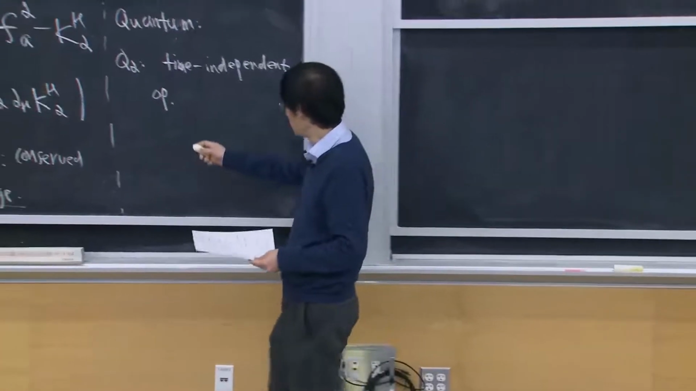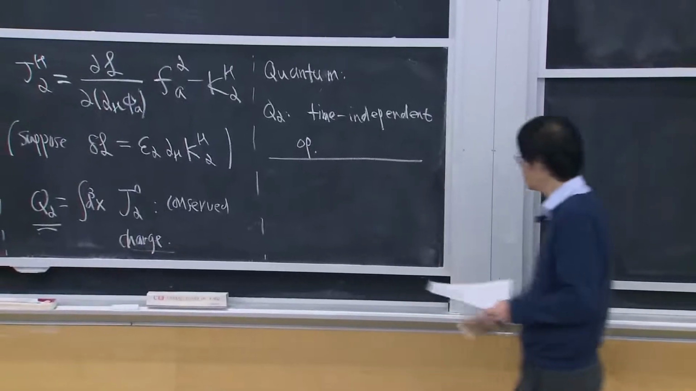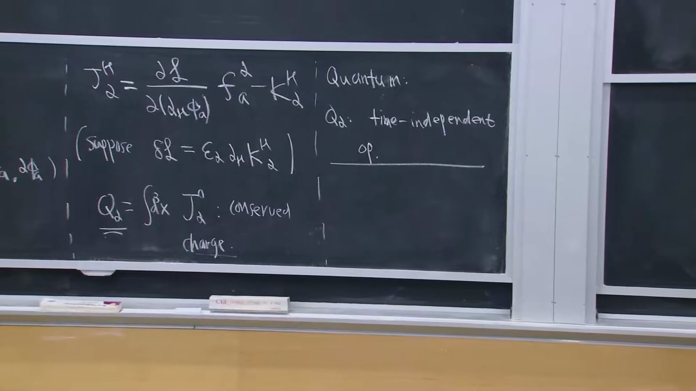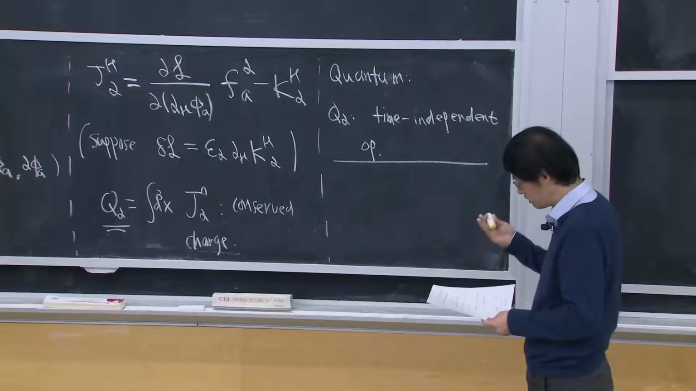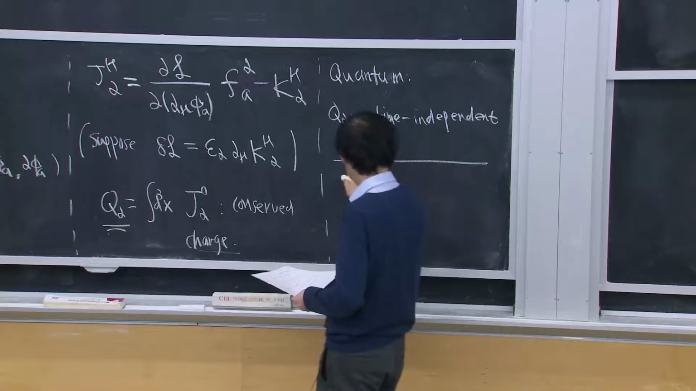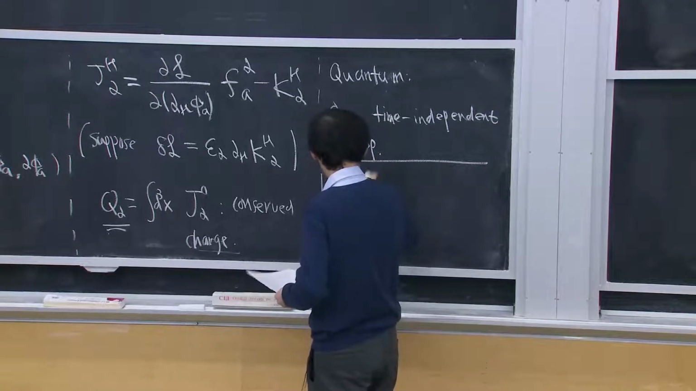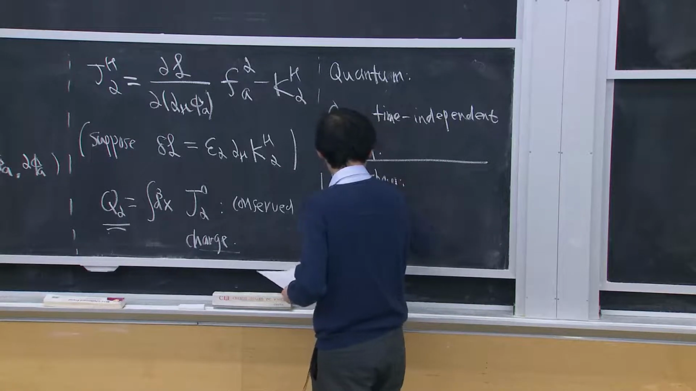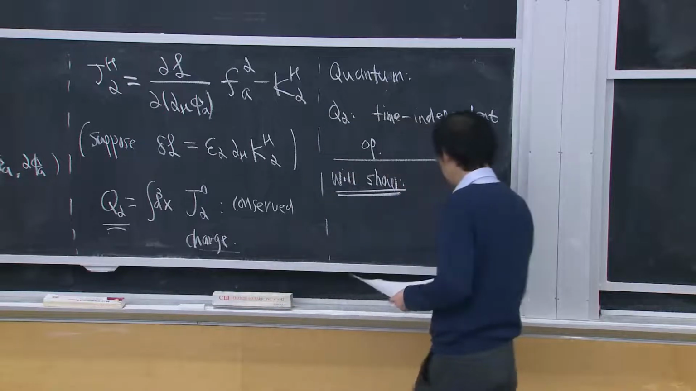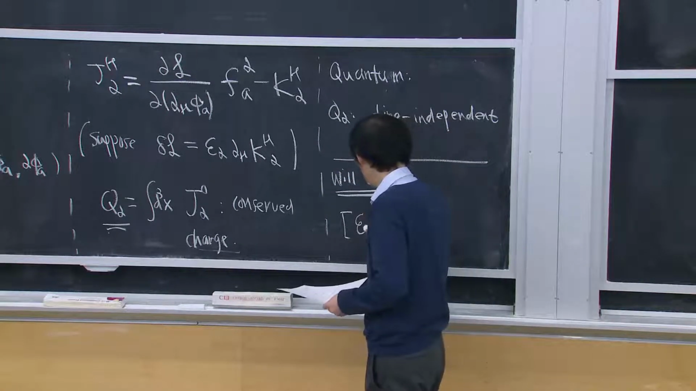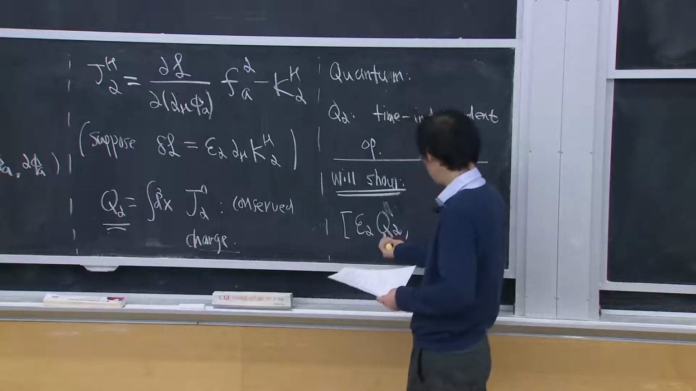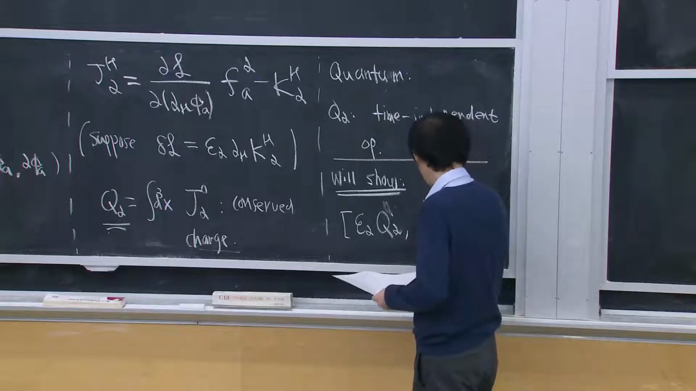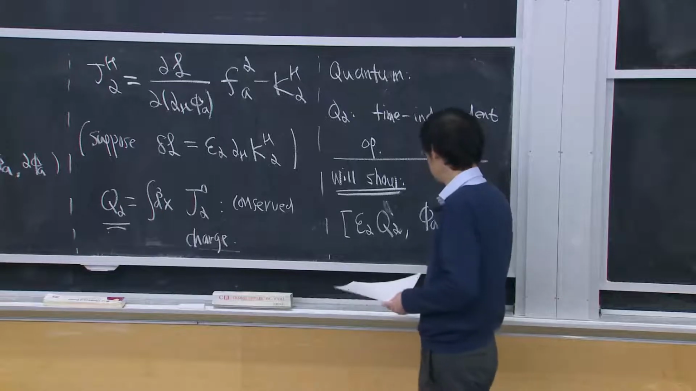But at the quantum mechanical level, this Q can play a more important role. In fact, it can be viewed as a generator of symmetries. We will show the following statement: consider the commutator of Q with phi a.